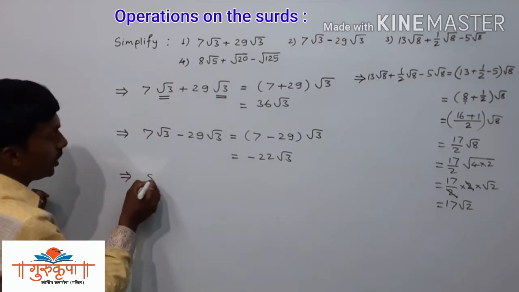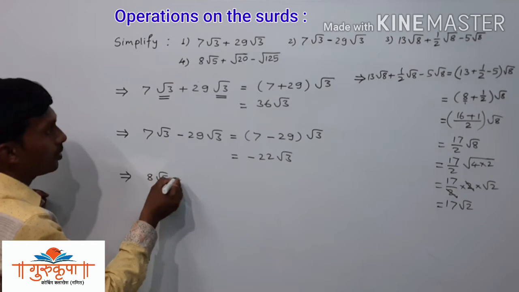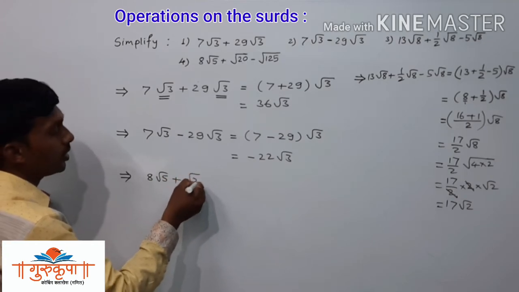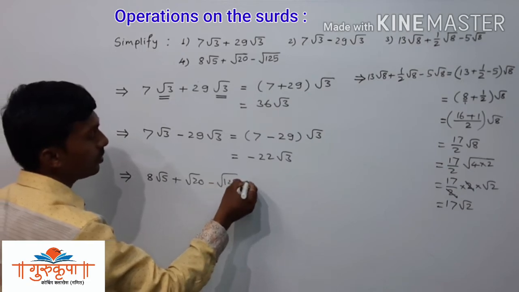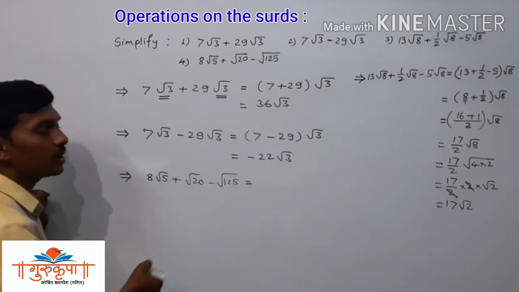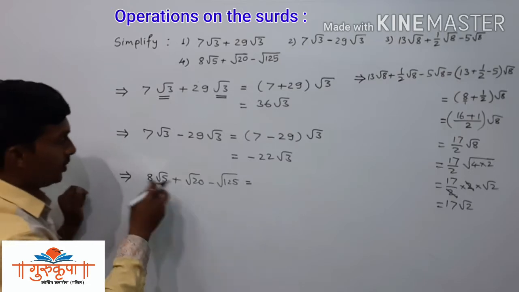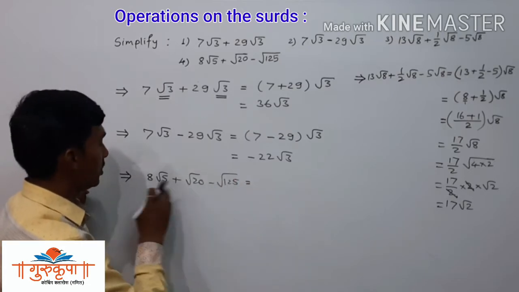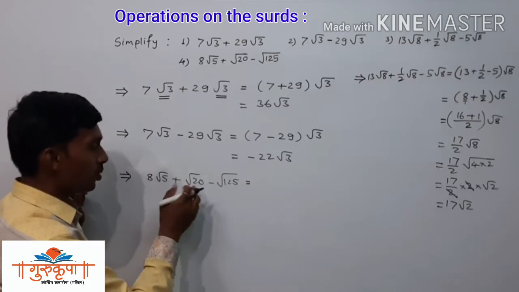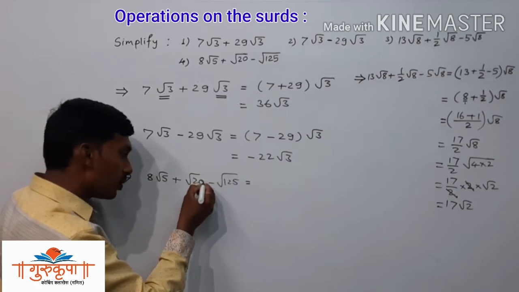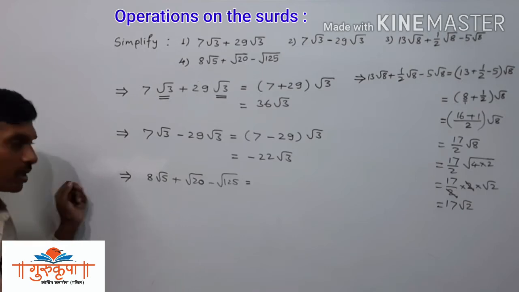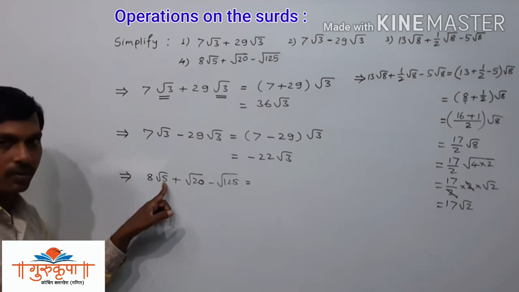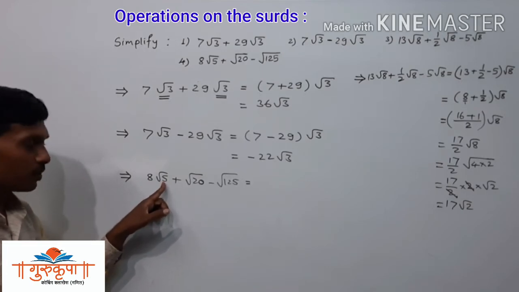It is 8 root 5 plus root 20 minus square root of 125. Now here first of all we have to take the simplifications. We have to simplify all these cells. Here we have root 5. So can we put 5 inside the root here also? Here we have 5 inside the root. This is the simplest form of the cell.